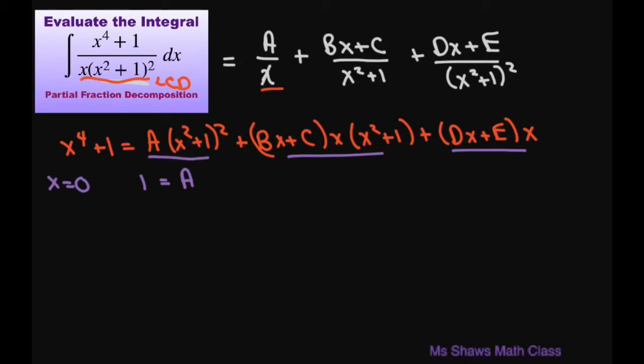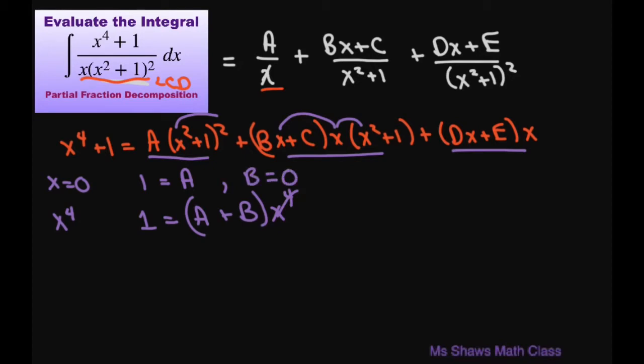Now let's equate the coefficients of x^4. Let's see, this is going to be x^4, so that's going to be 1 equals A, this one's going to be plus B, and this one doesn't have it. So basically all I'm doing is multiplying my x's, so this would be x^4. And that means if A is 1, then B is 0.